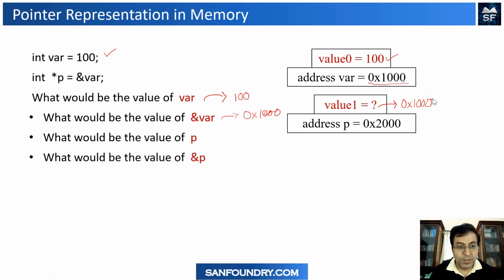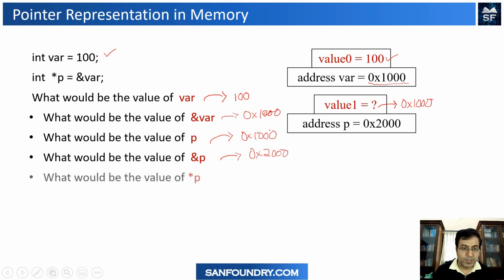What would be the value of &p? Now we are looking at variable p and its address. Its address is already there, 2000. So we don't have to worry about it. This is nothing but hexadecimal, an address, 2000. And p I already told you. I forgot to write it here. It is this. Okay, next one.